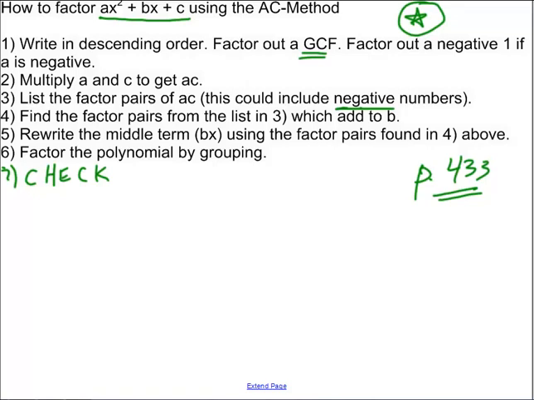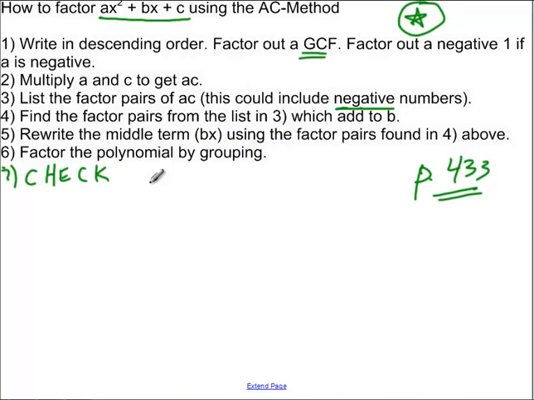Step number 4 is find a factor pair from the list in step 3. So from those factor pairs of a times c, we'll have to find a pair that adds up to our b term. So here's our b term. We'll have to add up to that b term. Step number 5 is rewrite the middle term, bx, in terms of the two factors found in step number 4 above, and then factor by grouping. Pay attention to signs especially, because factor by grouping can sometimes trip people up.